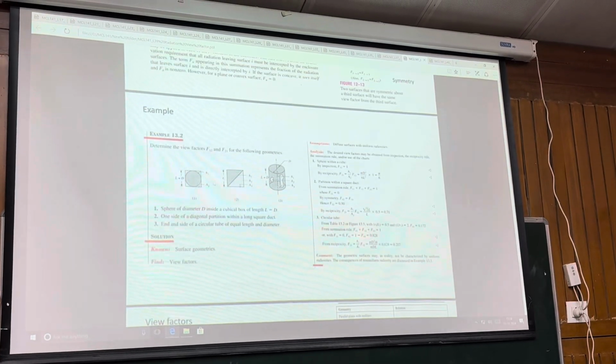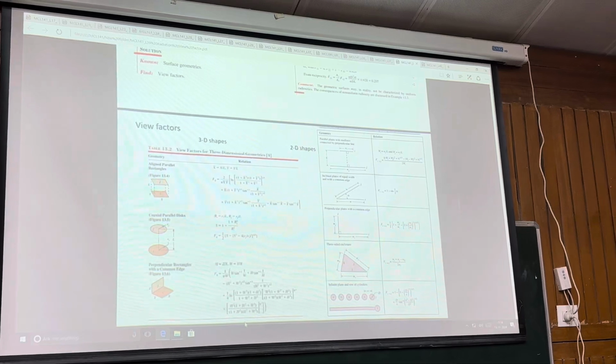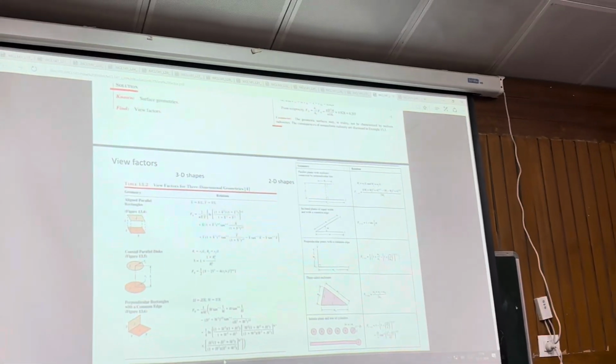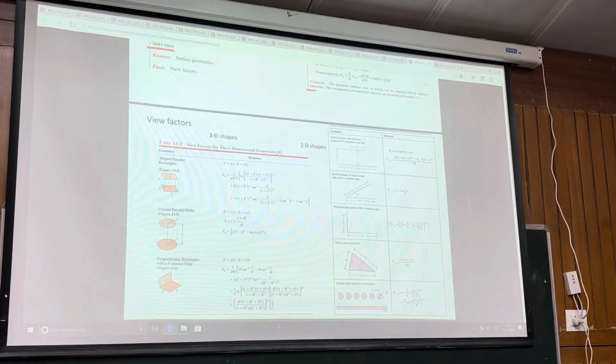No need to bring the view factors of different geometries. If required, it will be given, or it will be common sense. Like for two cylinders, it's common sense, it is one. Okay? Or it will be given if it is required.